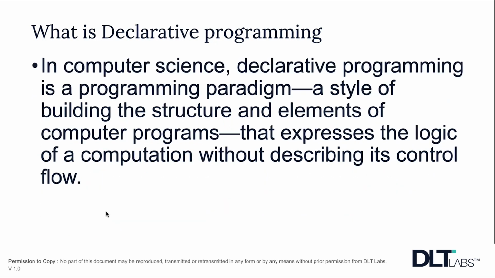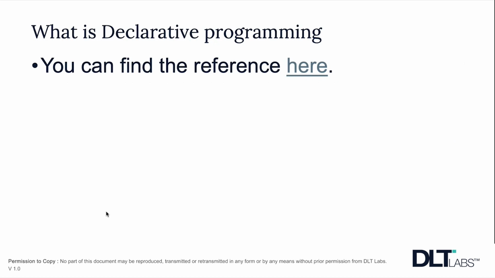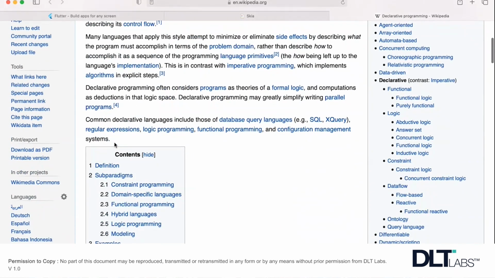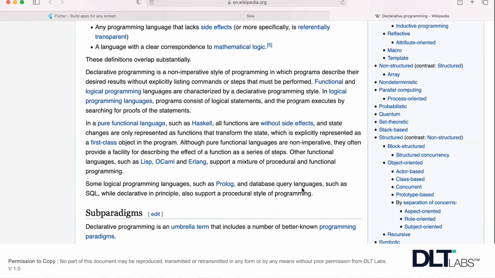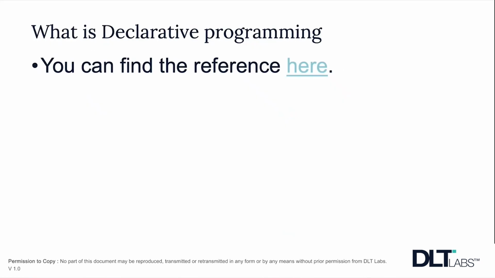In computer science, declarative programming is a programming paradigm, a style of building the structure and elements of computer programs that expresses the logic of a computation without describing its control flow. You can find more detail here. It's just Wikipedia, and you can go through it to understand what declarative programming is. But if you have already worked with SwiftUI, you already know it. Otherwise, in Flutter, you have to learn it.